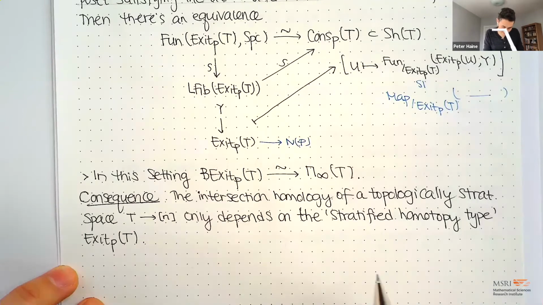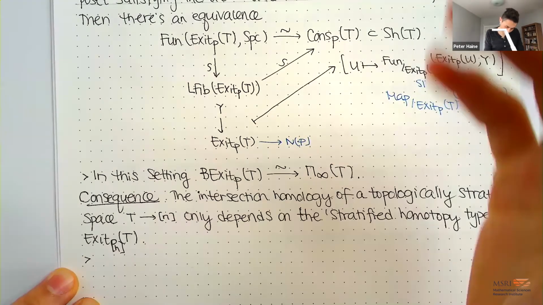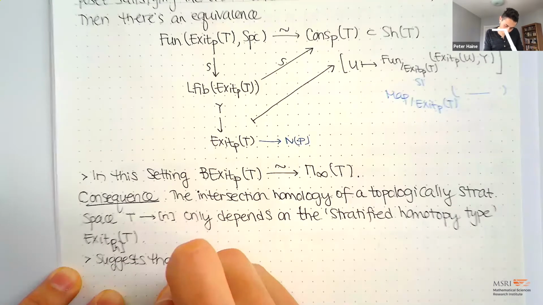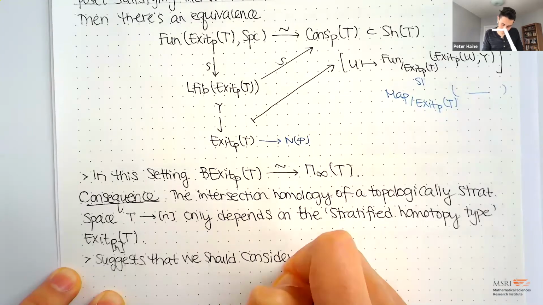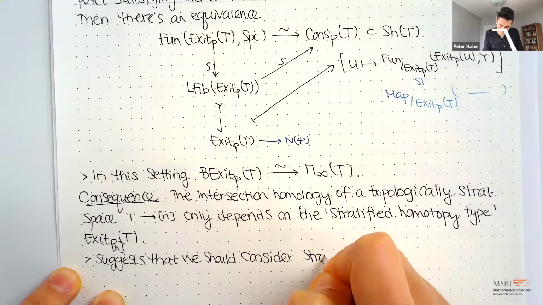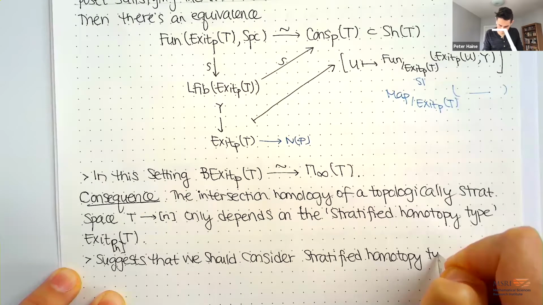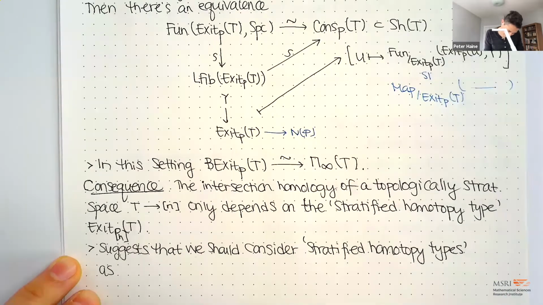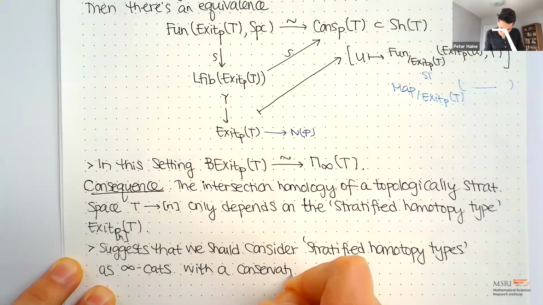Oh, this P should be a bracket set. So what that suggests, along with all this other stuff, is that we should consider stratified homotopy types as the exact sort of categorical object that this exit path thing is: infinity categories with a conservative functor to a poset.